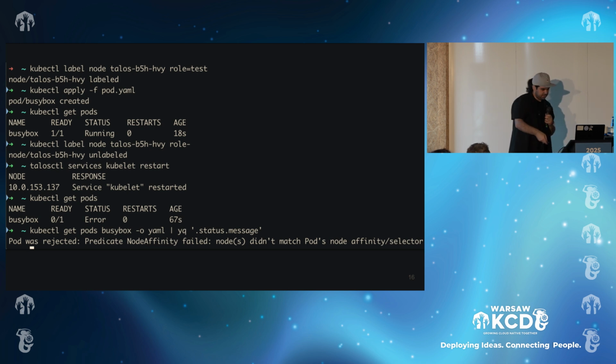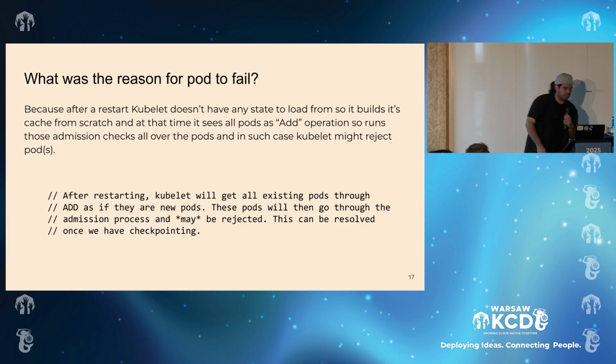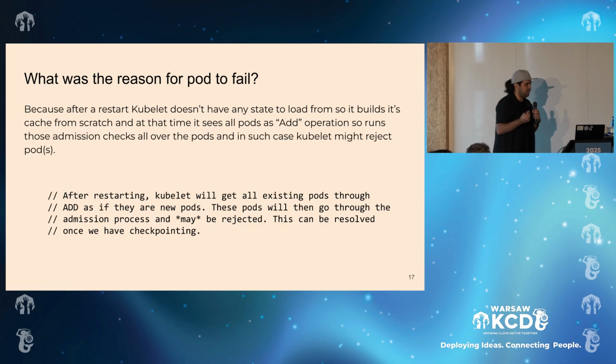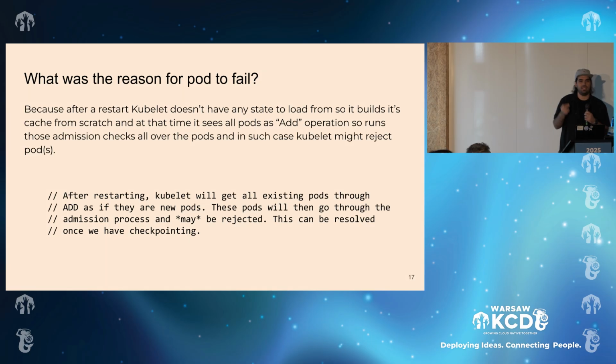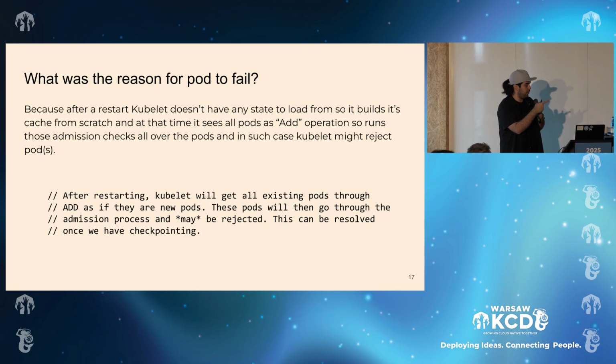Let's see. After a restart, the kubelet doesn't have any state to load from. So when it starts, it needs to populate its cache from scratch. In that operation, it sees every pod as an add operation, meaning that it needs to run those predicates for every single pod once again. You can see the official comment from the Kubernetes code base, which says this can be resolved once we have checkpointing, but it still doesn't have any checkpointing.